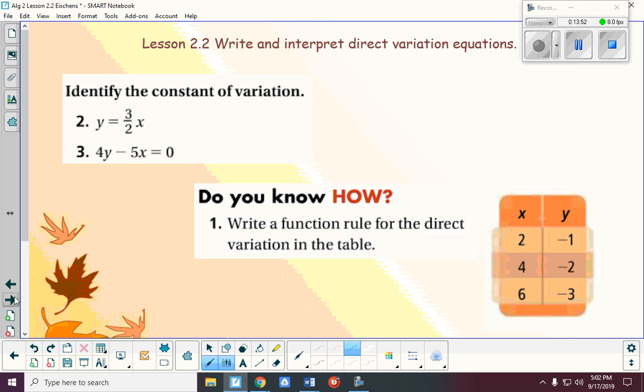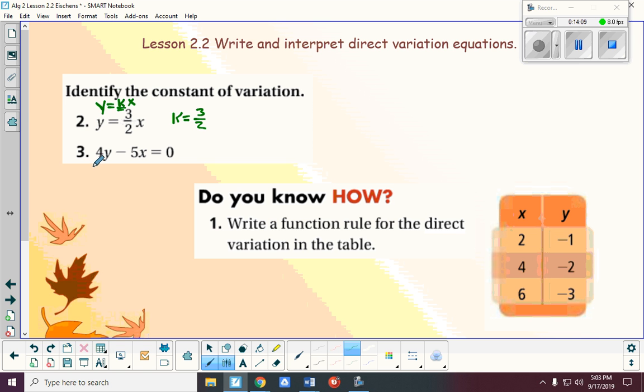So just a few problems here. It says in number 2, identify the constant of variation. So remember, general form is y equals kx. The constant of variation is the k, the number in front of the x. So k would equal 3/2 in the first problem.